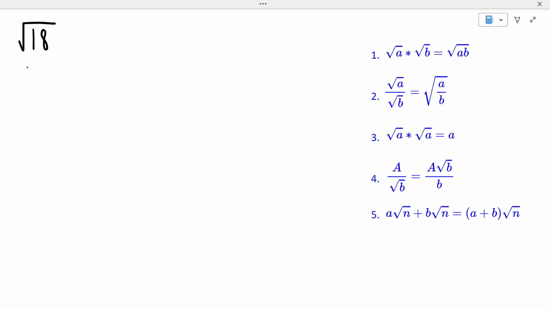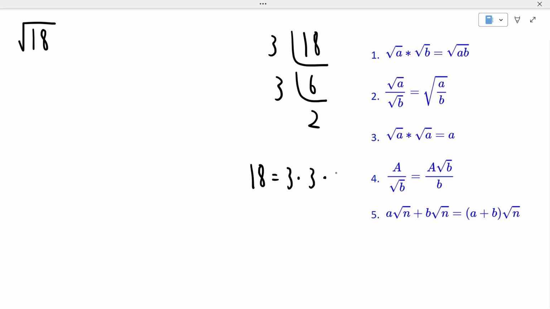Let's do another example. Let's simplify the square root of 18. The first thing to do is to find the prime factorization of 18. 18 is divisible by 3, and 18 divided by 3 is equal to 6. 6 is divisible by 3, and 6 divided by 3 is equal to 2. 2 is a prime number, so we can't factor this any further. So the prime factorization of 18 is 3 times 3 times 2. So we can rewrite square root of 18 as square root of 3 times 3 times 2.